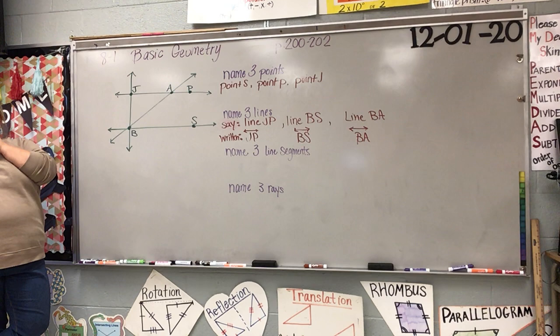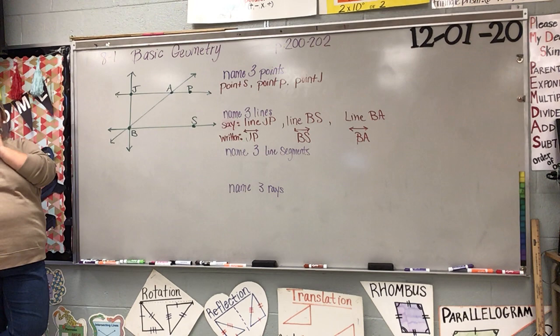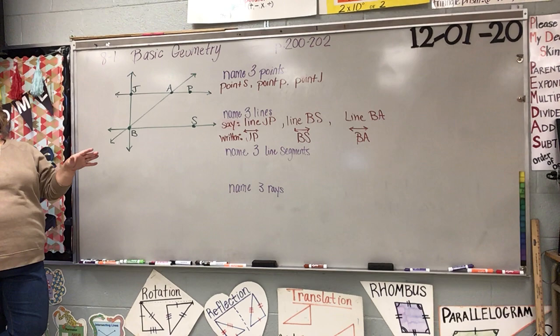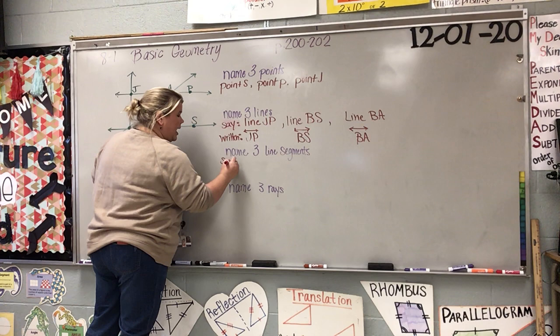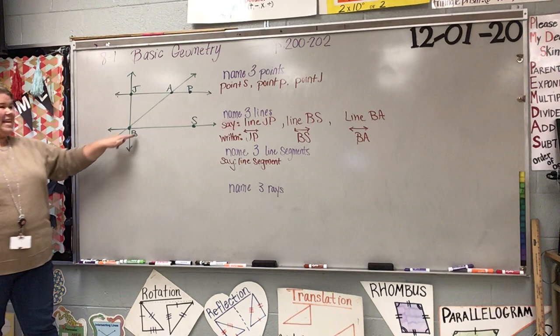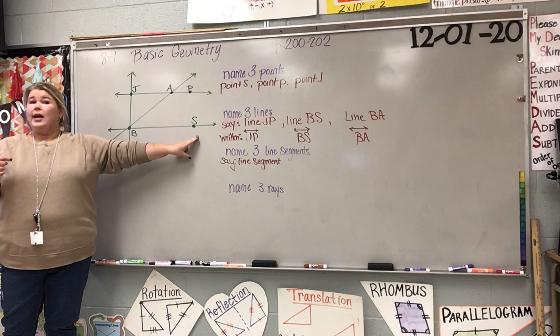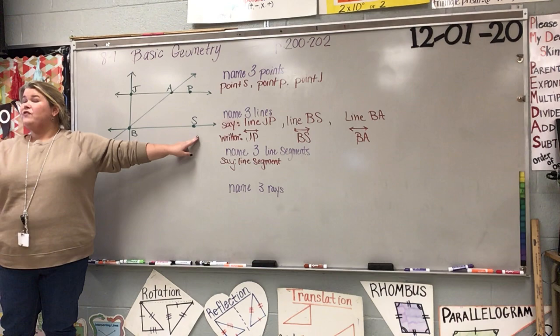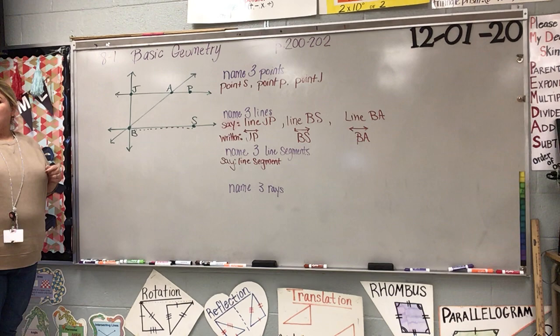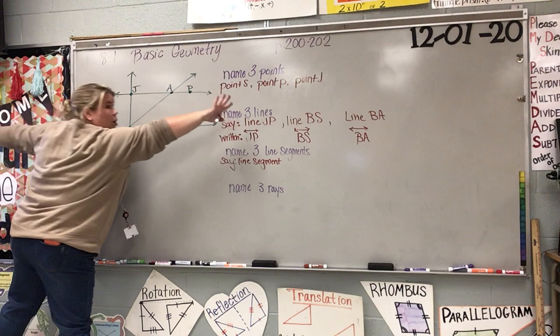Let me explain something. A line segment and a line, it's just how you name it. Watch me. I can say line segment BS. But you said that was a line. It's not if I name it line segment. If I say it's a line segment, I'm only talking about from here to here. But if I told you it was a line, I'm talking about all of it, forevermore on each side.